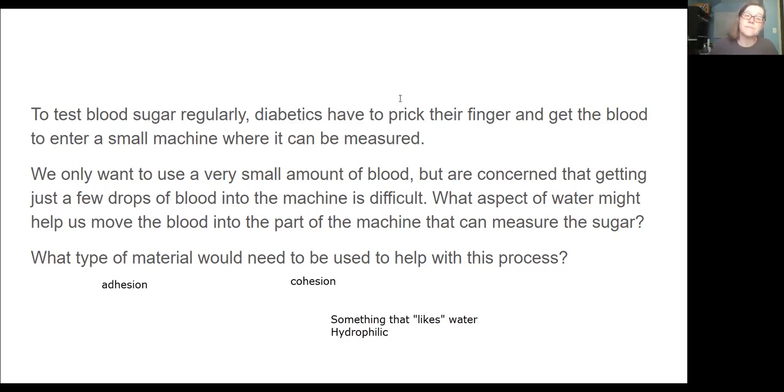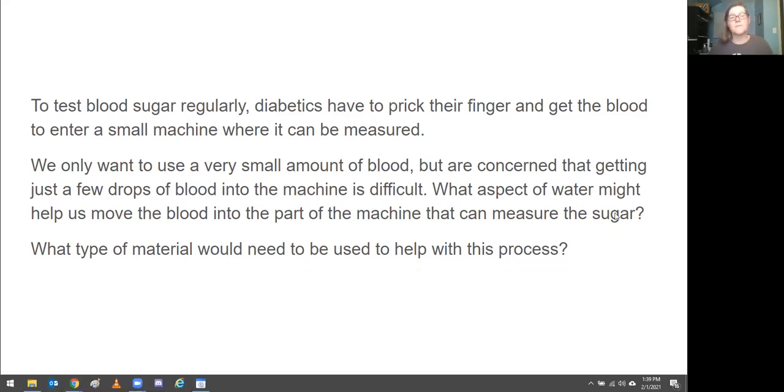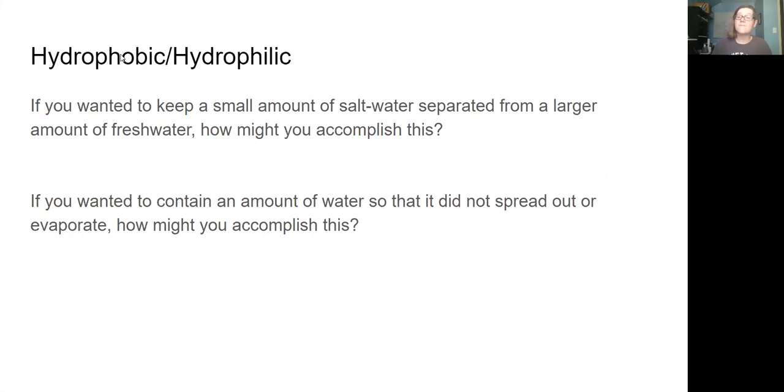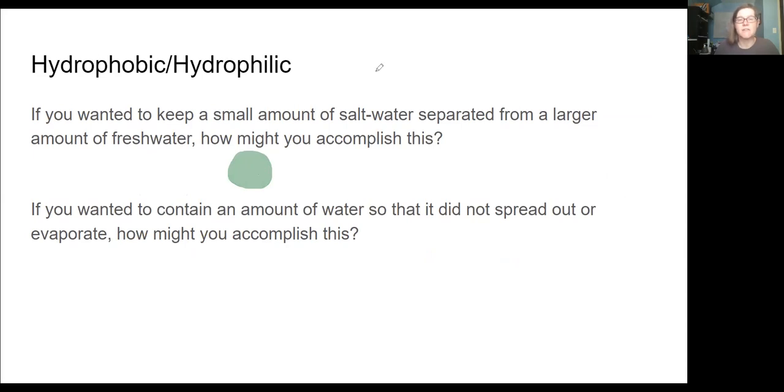Okay. I said one more thing, and it relates to those words. Hydrophilic and hydrophobic, phobia being fear of, in this case staying away from water, like our oil and our cholesterol from the beginning. All right, so if you want to keep a small amount of salt water separated from a larger amount of fresh water, let's imagine this. Maybe I'll make my salt water this kind of greenish stuff, and I'll make my fresh water this big bluish thing. And I want them to not mix together.